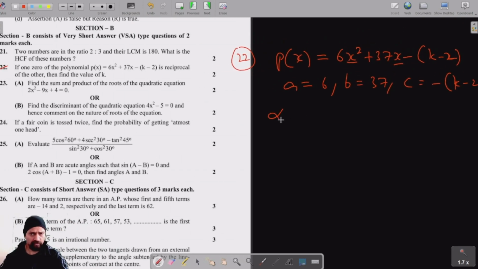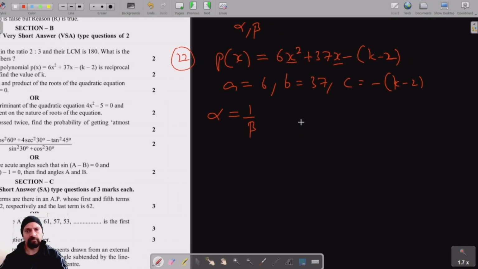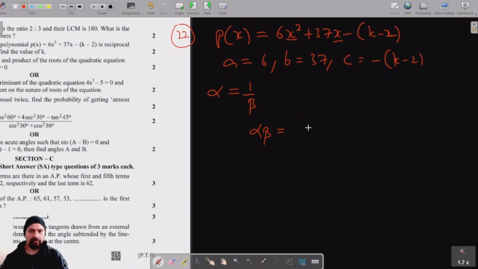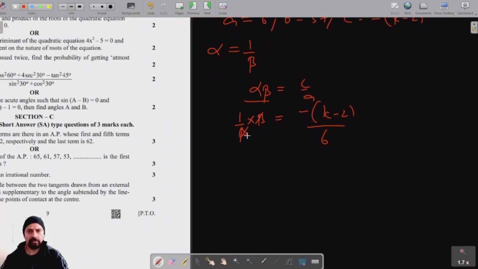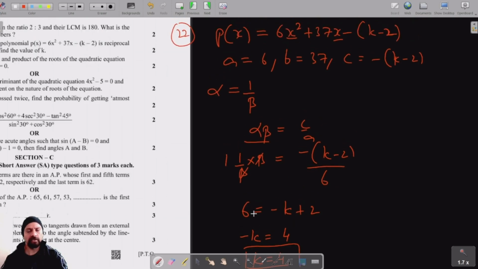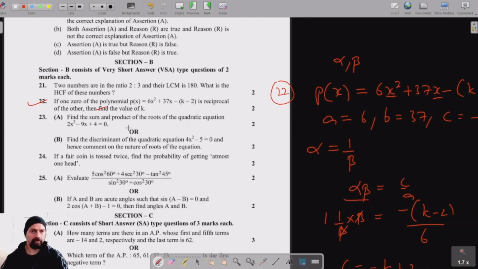Now it's given that one zero is the reciprocal of the other, so let the zeros be alpha and beta, and let alpha be the reciprocal of beta. Now we know that alpha beta is c by a, so alpha is 1 by beta, c is negative of k minus 2, by a, which is 6. So this is 1, which gives us 6 is equal to negative k plus 2. Negative k is equal to 4, which gives us k is equal to negative 4. So the value of k is negative 4 for question number 22.